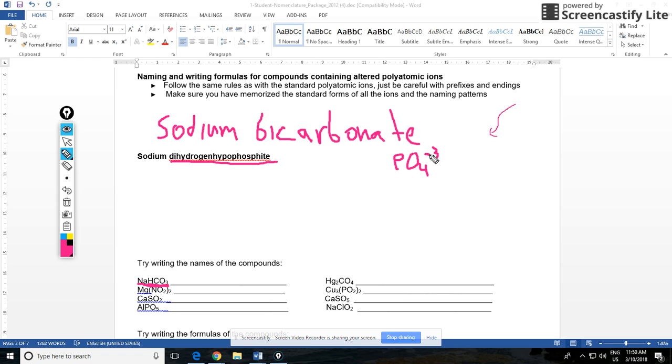3 minus. So phosphite would be one below, so PO3, 3 minus. And hypo would be one below that, so you have PO2, 3 minus. Now you're not done yet because you'll notice that you have dihydrogen in the front, which means you have the hypophosphite, but you've added 2 hydrogens to it. So you have H2PO2, but now because you added the 2 H's, this minus 3 becomes a minus 1 because you add 2 positive charges. So this here would be dihydrogen hypophosphite.